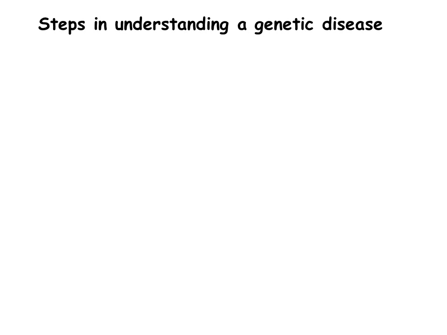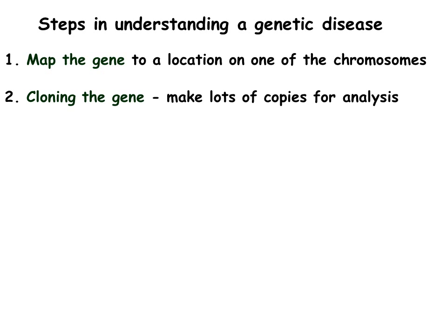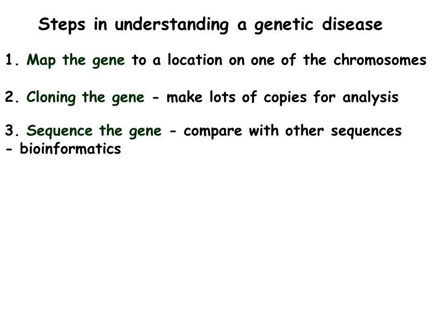The steps in understanding a genetic disease begin first with, as we've already said, mapping the gene to a location on one of the chromosomes. Then we clone the gene, which is basically just making millions of copies of it, so we have a lot of it so we can analyze it. One of the things we'll do to analyze it is sequence the gene. And then, because we have lots of sequences now, we can compare them with other sequences that other people have put into these large gene banks and see if its function has been identified. And by using these huge gene banks, this is what we refer to as bioinformatics.